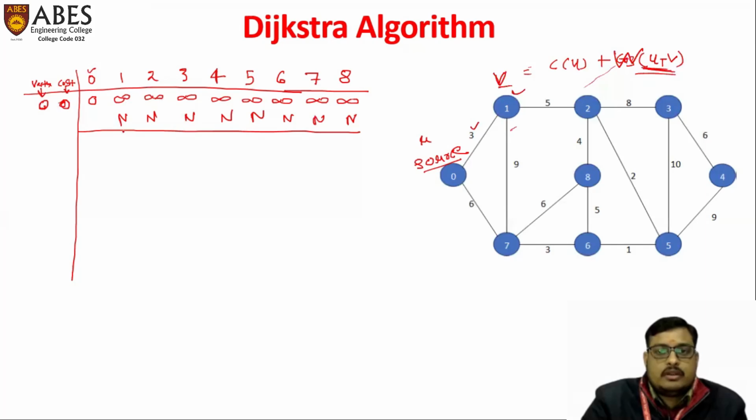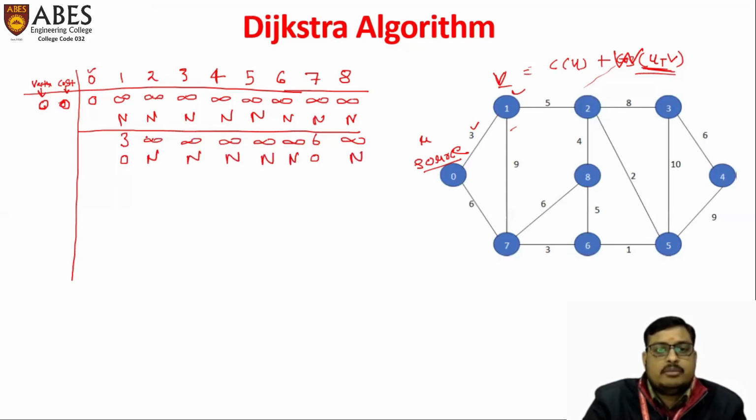So the newly updated priority queue will have the cost of vertex 1 as 3 and source as 0, and the cost of vertex 7 as 6 and source as 0, and we'll just copy the other vertices as they are. So like this is infinity, infinity, infinity, infinity, infinity, infinity, and the source is unknown, so we'll just write nil.